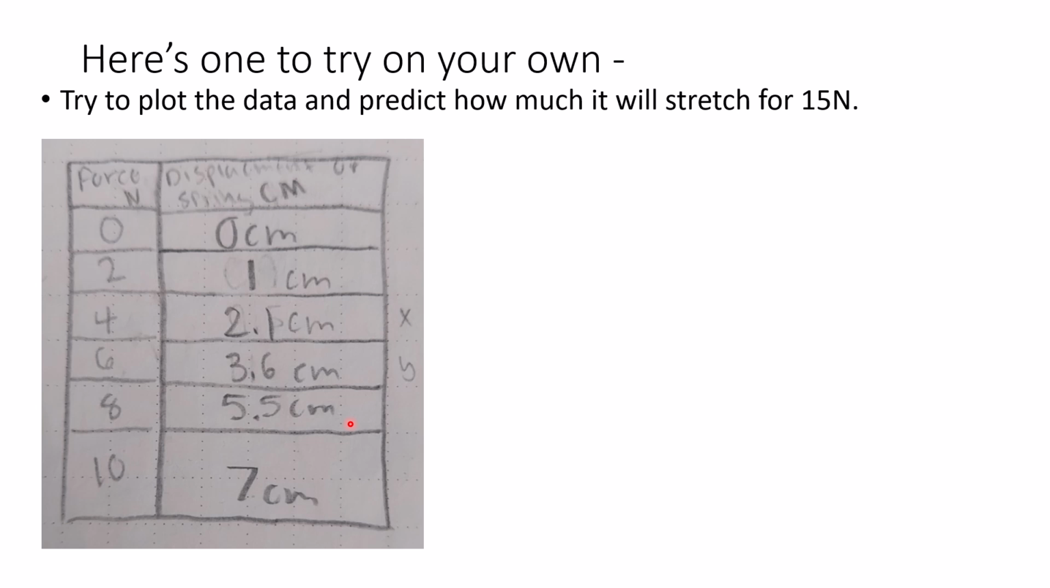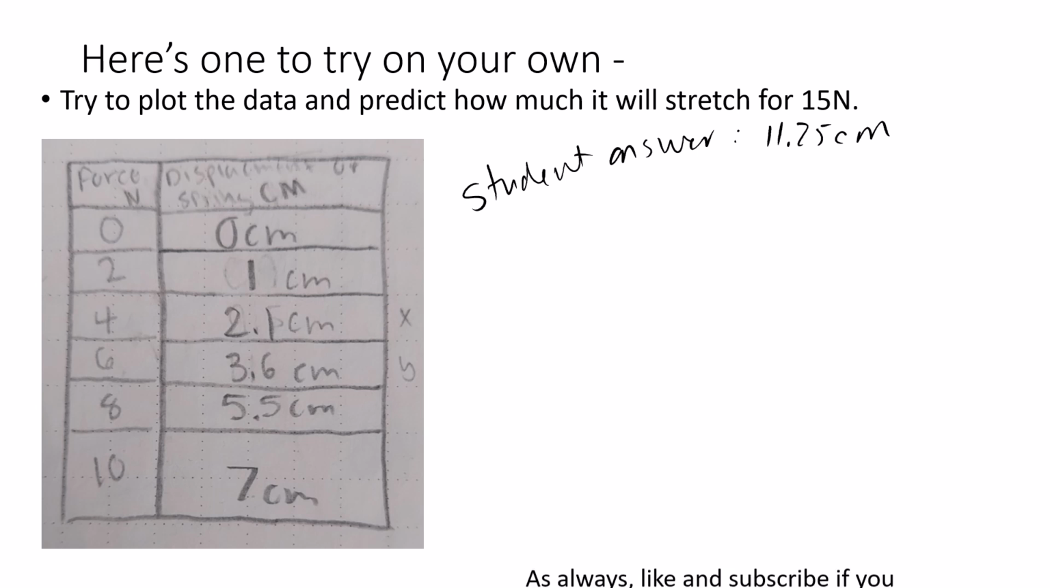So, and again, he is not perfect, just like the other student wasn't perfect. So you can kind of play around with that. So I'll put that here. The student answer was 11.25 centimeters. So play around with this. See, do you think he was right? Do you think he was wrong? And see if you can do one.